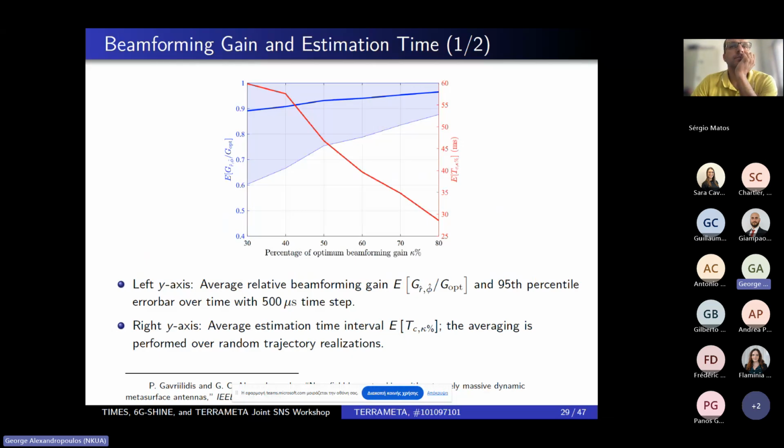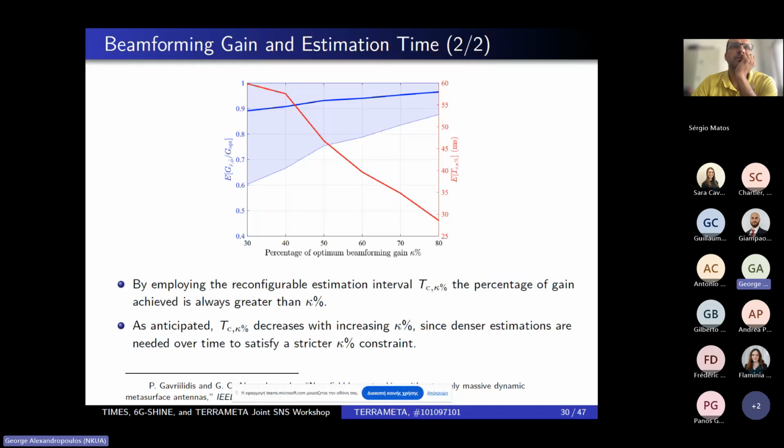Some results, the beamforming gain and the estimation time. On the left axis here is the average relative beamforming gain and the 95th percentile error bar over 5 milliseconds of microseconds, sorry, for time step. On the right axis, the average estimation time interval, the averaging being over random trajectory realizations. And what can be seen from these figures is that by employing this reconfigurable estimation interval, the percentage of gain achieved is always greater than the K, which is an input of the algorithm.